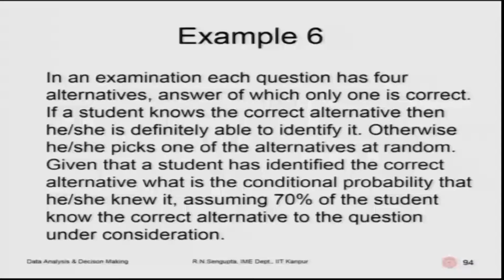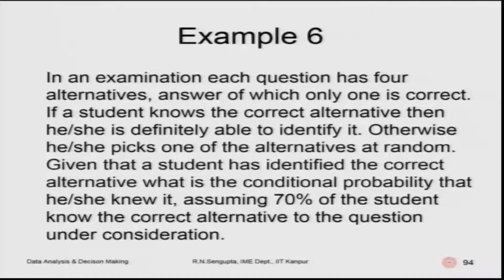So, the problem is like this: in an examination each question has 4 alternatives, of which only one is correct. It can be more or less than 4, but for our problem we have 4 alternatives. The problem can also be extended to multiple choice questions with more than one correct answer, but let us keep it simple. If a student knows the correct alternative, then he or she is definitely able to identify it, otherwise he or she picks one of the alternatives at random.